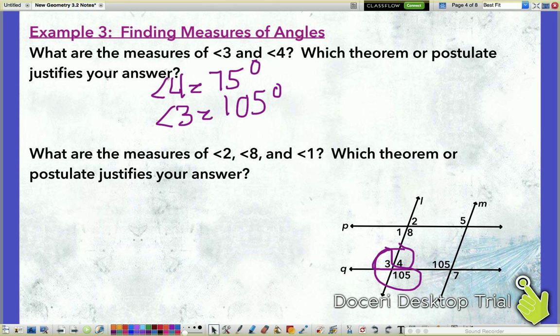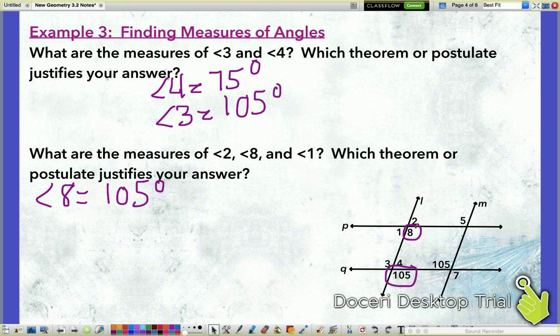So just remember, if you're looking at a linear pair or consecutive interior angles, then they're going to be 180 degrees. Alternate exterior, alternate interior, and corresponding are all congruent. So let's erase that and look at 2, 8, and 1. So angle 8 is a corresponding angle with 105. So angle 8 would be 105 degrees.